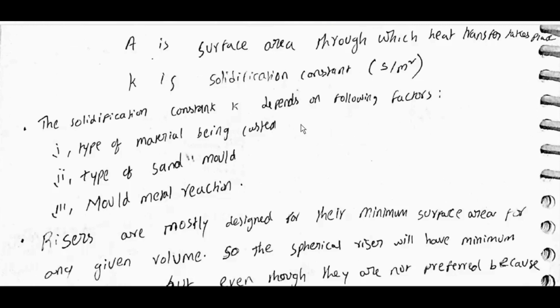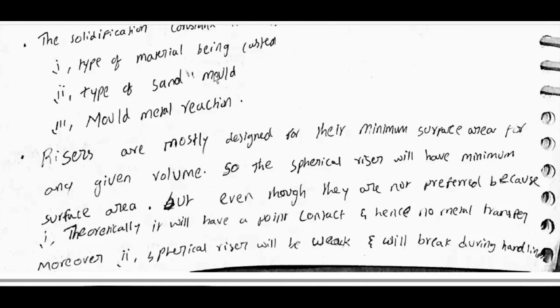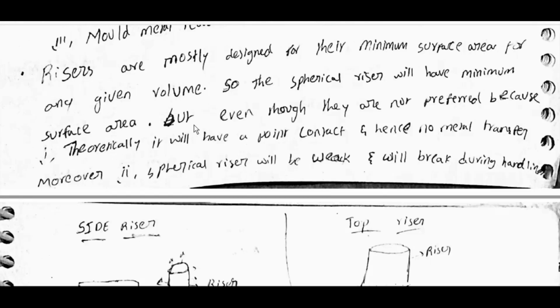Solidification constant K depends on the following factors: type of material being cast, type of sand mold, and mold material reaction. Risers are mostly designed for minimum surface area for any given volume. So a spherical riser will have minimum surface area, but even though, they are not preferred because theoretically it will give you a point contact, hence no metal transfer.